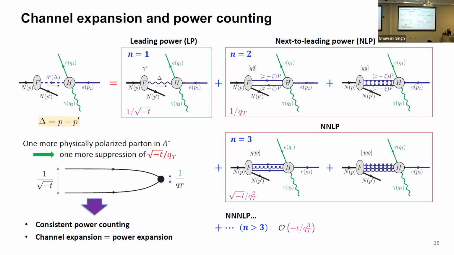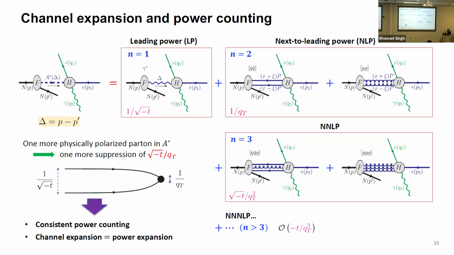Having one more particle in this A star will bring us one more suppression given by the ratio of these two scales. And in this way, by this expansion in terms of numbers of particles, we are actually making a power expansion. So having one more particle gives us one more power suppression. So we call the first process with the photon exchange a leading power, and the two parton exchange will be next to leading power. Three partons will be next to next to leading power, etc.